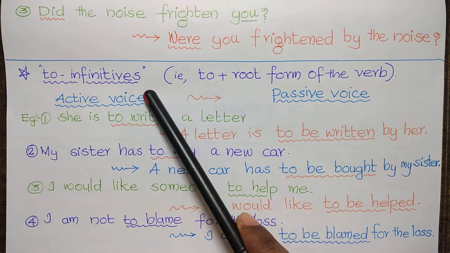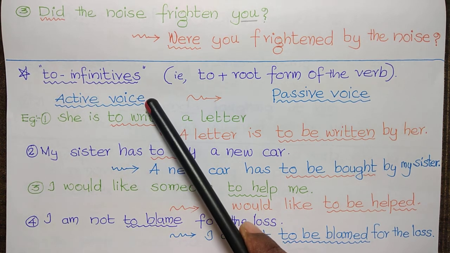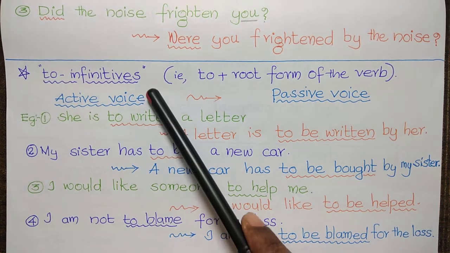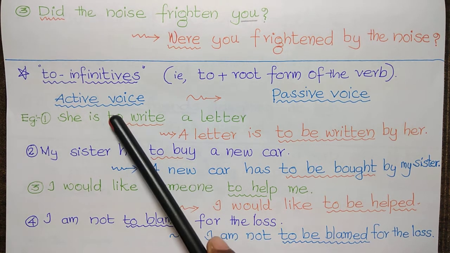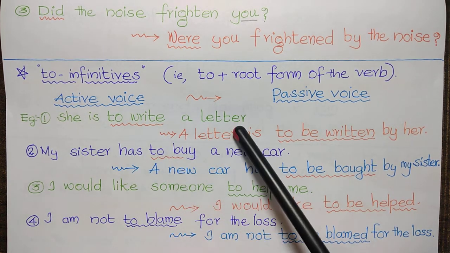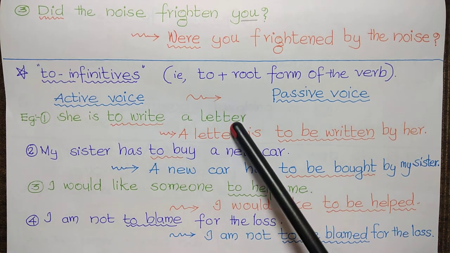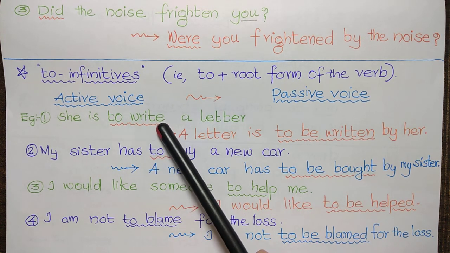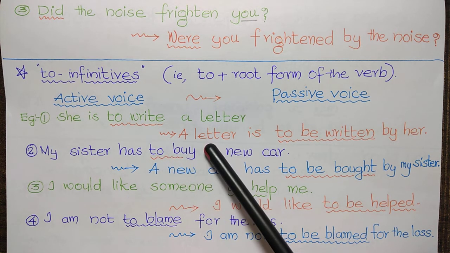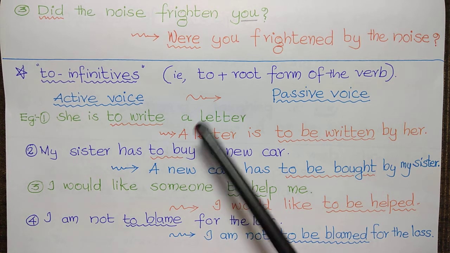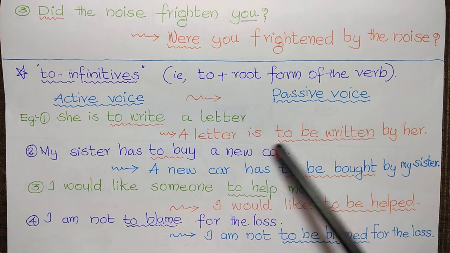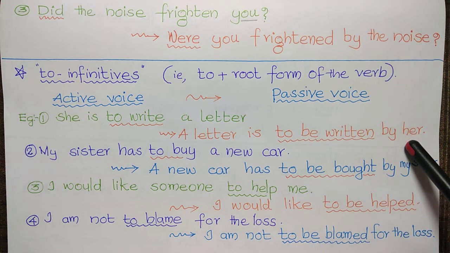Next is to infinitive. To infinitives, that is to plus root form of the verb. Sentences having two infinitives, active to passive voice. See the example. She is to write a letter. To plus root form of write. So this is to infinitive. After changing to passive, a letter is the object. It becomes subject here. A letter is to be written by her. To be written.